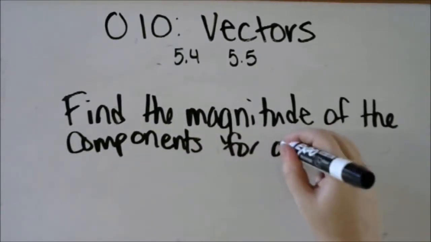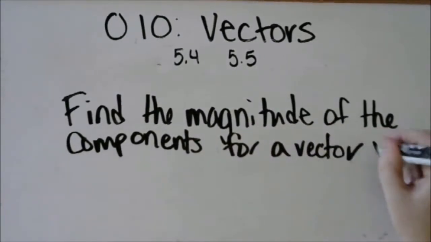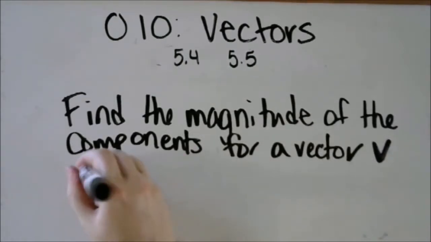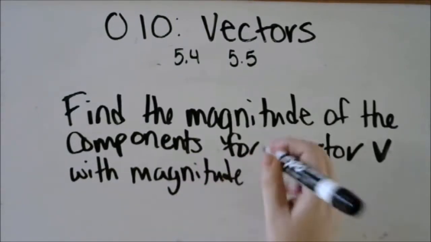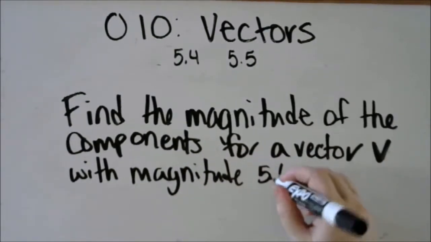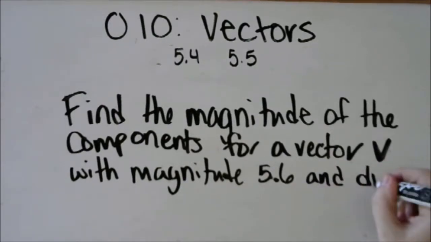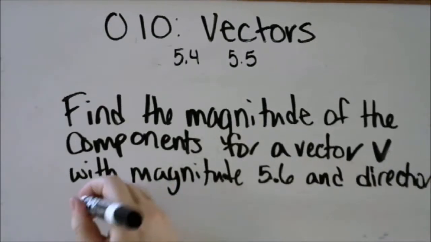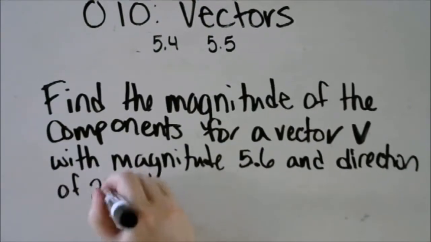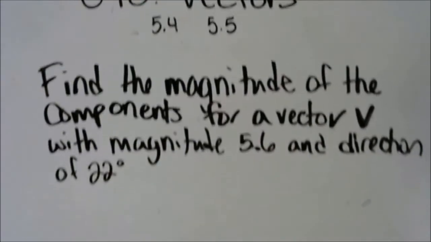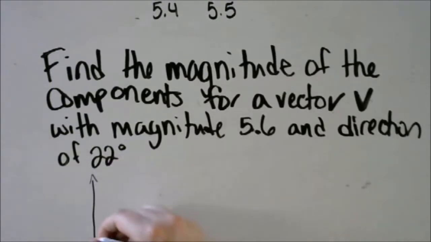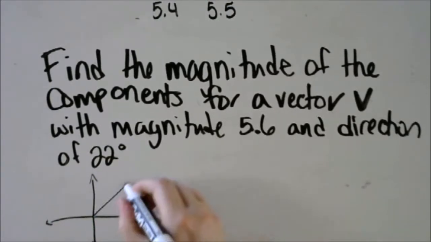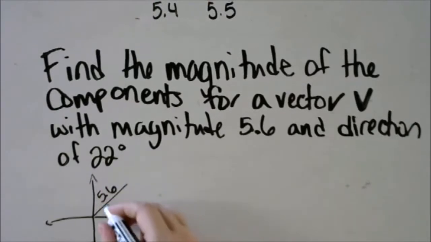For a vector v, with magnitude 5.6 and a direction of 22 degrees. If you consider graphing this, and you can actually find these components without graphing them, 22 degrees is in quadrant 1, and we're basically saying the radius is 5.6.